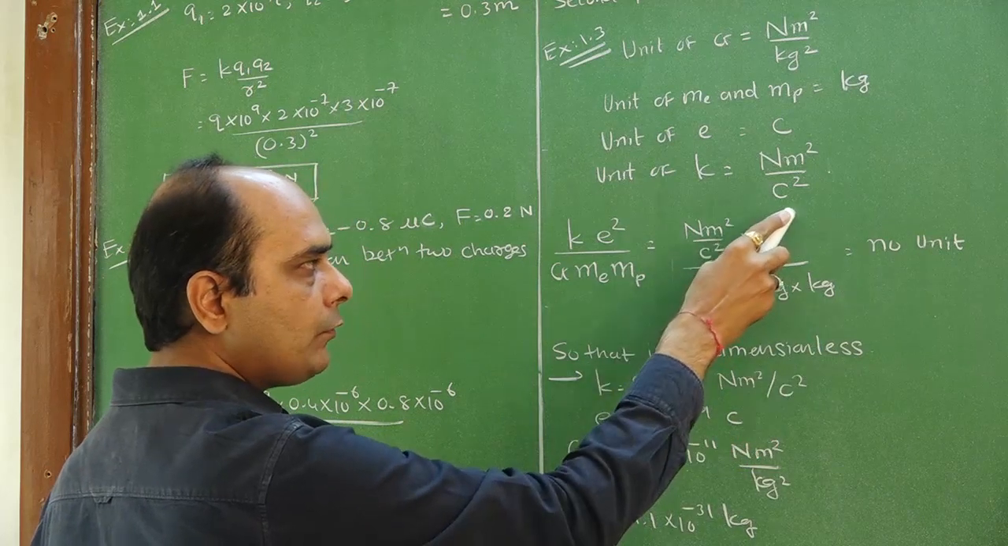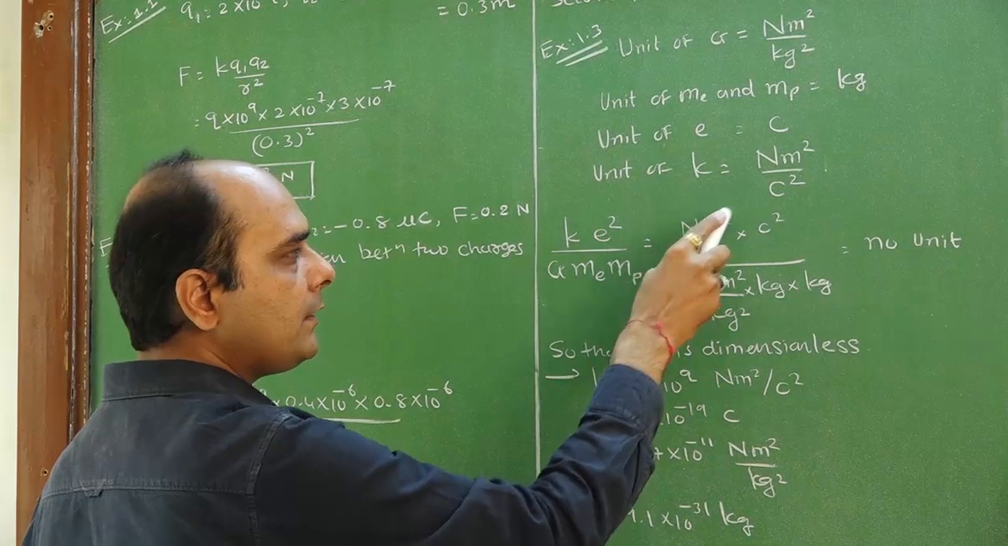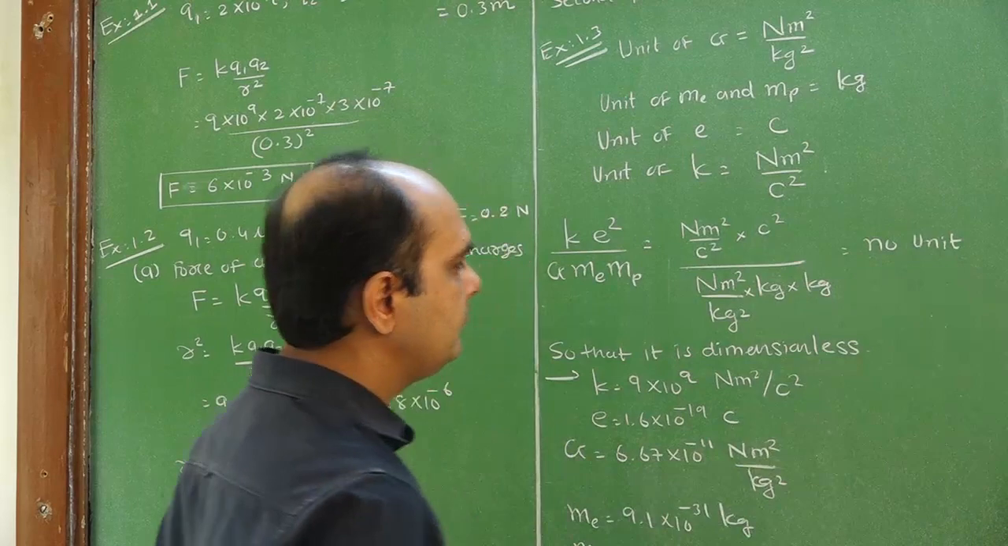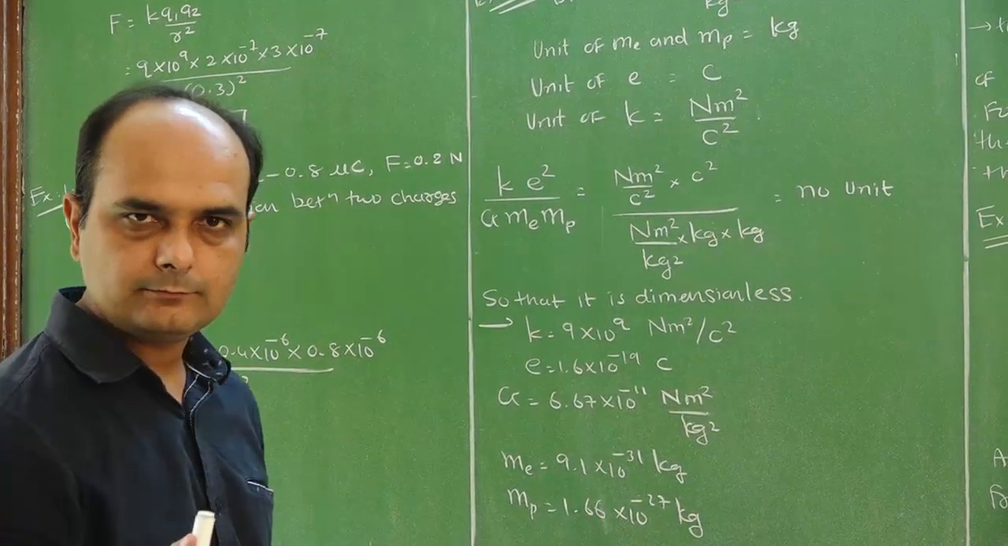So Coulomb square cancels. Kilogram square cancels. Newton cancels. Meter square cancels. All the units are cancelled. Therefore, the answer has no unit, so it is a dimensionless quantity.